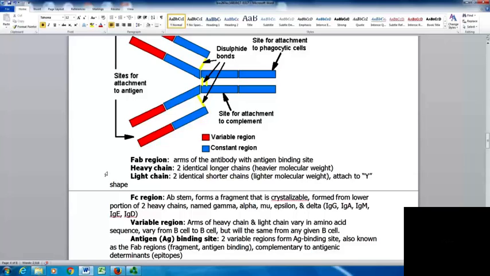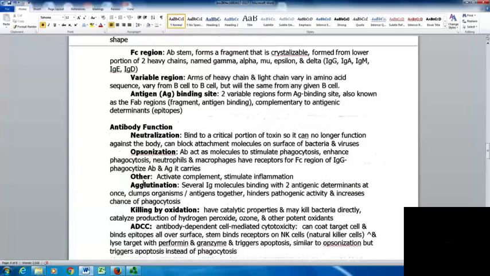The variable region is going to be the arms of the heavy chain and the light chain that will vary in their amino acid sequence. They will vary B cell to B cell, but will be the same within any given B cell. Your antigen binding site is going to be the 2 variable regions that form that antigen binding site. They're also known as the Fab regions, fragment antigen binding, and they're going to be complementary to the antigenic determinants or epitopes.